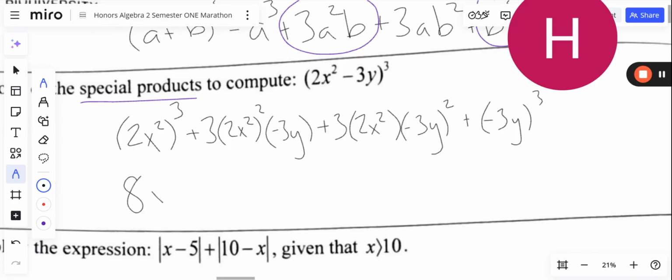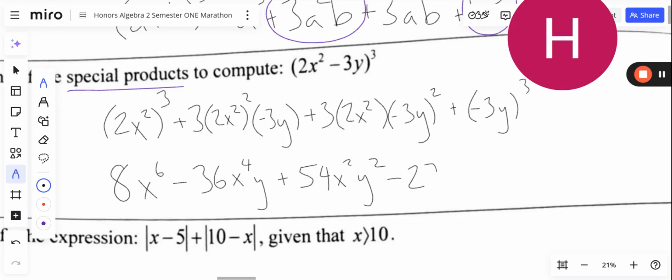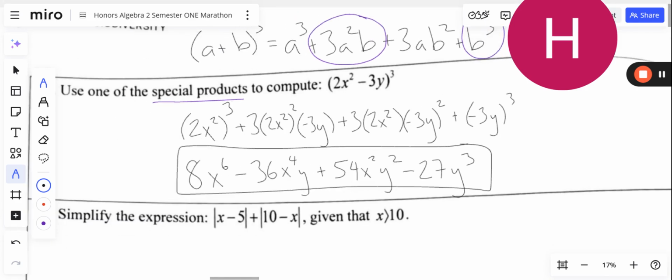It's going to leave us with 8x to the 6th power minus 36 x to the 4th times y. You'll notice that as the power of x goes down by 2, the power of y goes up by 1. Then we're going to have plus 54 x squared y squared. See, that happened again. The power went down by 2 on the x, but it went up by 1 on the y. Sort of a pattern here. Yeah, binomial expansion is definitely pattern-based. And then minus 27 y cubed. Bam, bam, bam, bam.